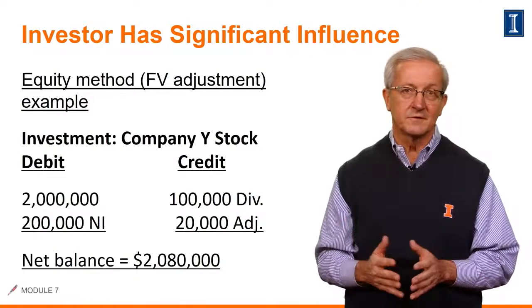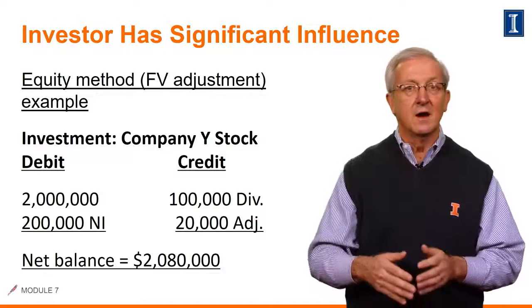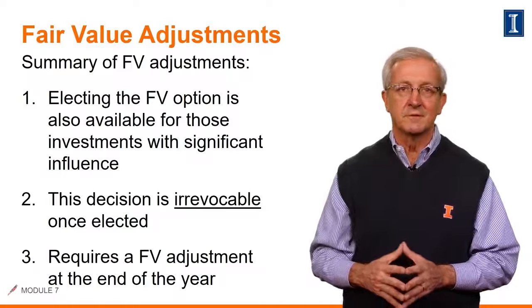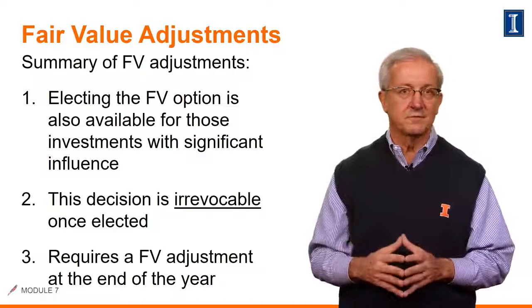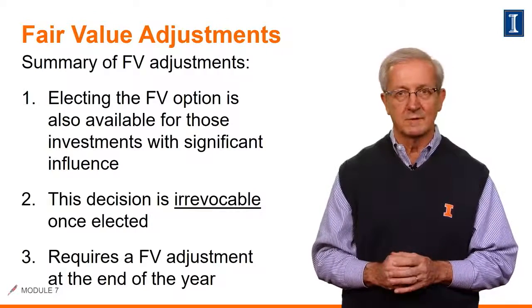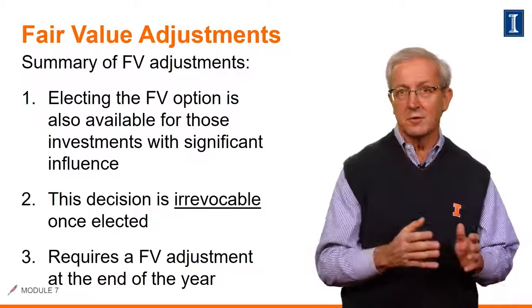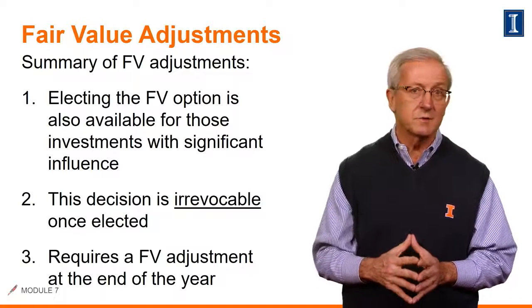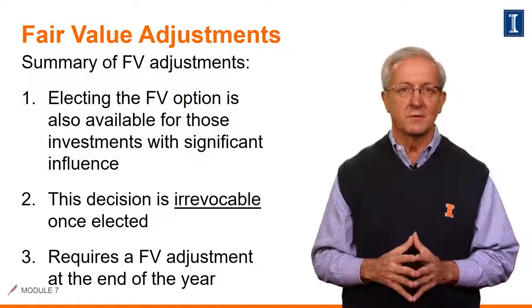Hopefully the whiteboard discussion helped us better understand the recording of various amortization adjustments under the equity method. So basically the summary of these fair value adjustments is, if you elect the fair value option, it's also available for those investments with significant influence. Keep in mind this decision is irrevocable once it's elected. Thirdly, the equity method investments are still shown on their own line on the balance sheet. They're not lumped with other trading securities. This usually requires a fair value adjustment at the end of each year, such as the $20,000 we just saw in the above example.